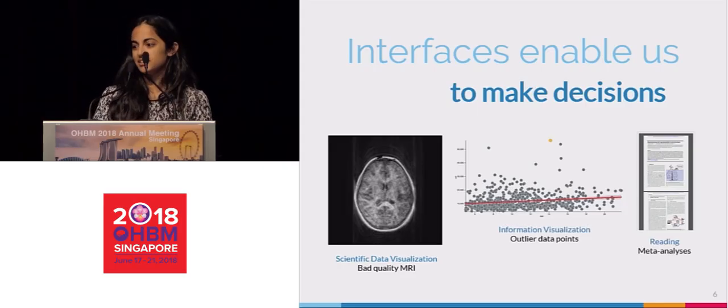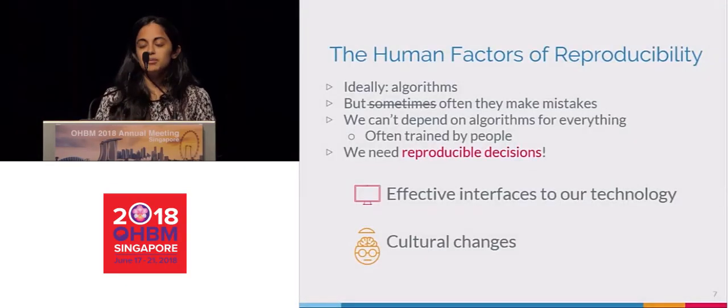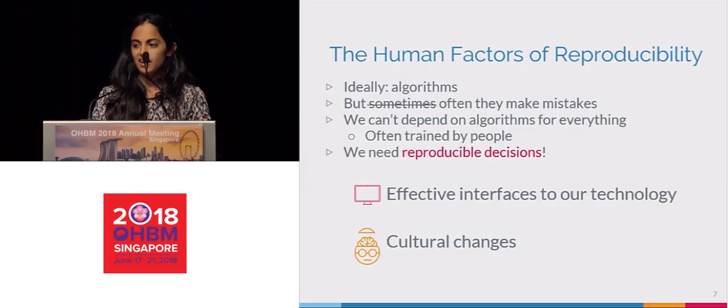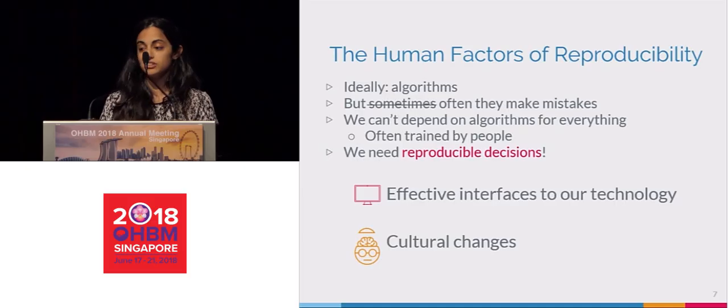We also use interfaces to read our papers. We read PDFs, and we make decisions on whether or not we want to include a paper in a meta-analysis, for example. So maybe you all are thinking, why is she talking about this? Ideally, algorithms would solve all these things. But as many of you know, algorithms can make mistakes, and we can't depend on algorithms for everything. Often these algorithms are trained by people, and so we need to find ways to make reproducible decisions. And so I believe the best way to do so is to design effective interfaces to our technology, and also think about cultural changes. Now that we have new technology, our culture needs to change around it.